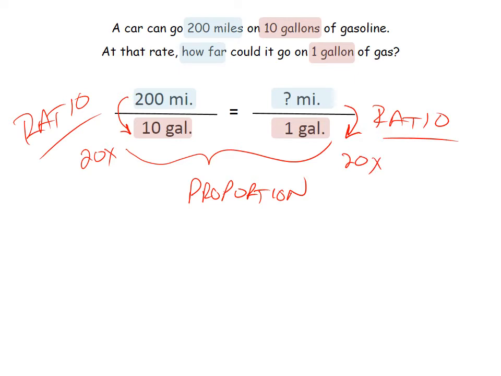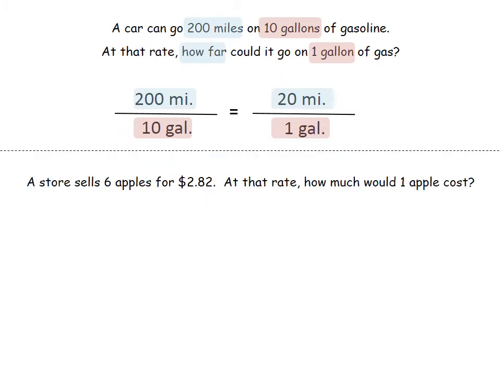the denominator. Now this is a pretty straightforward one, and it's not too difficult to figure out how to make the numerator 20 times greater than the denominator. So we can see that the answer to this problem is going to be 20 miles. So what this is telling us is that a car that can go 200 miles on 10 gallons could also go 20 miles on 1 gallon. So let's look at another problem.